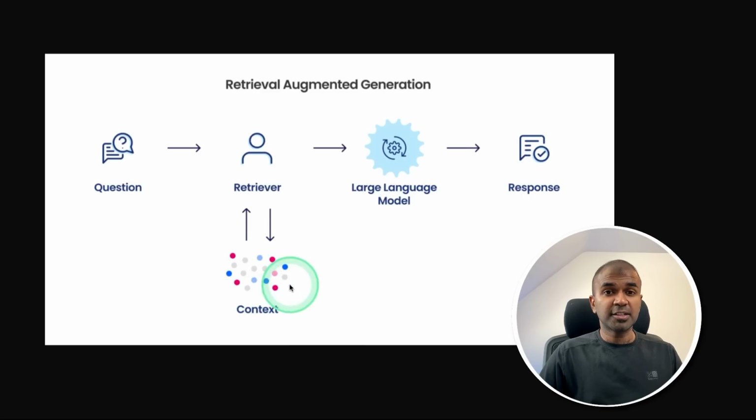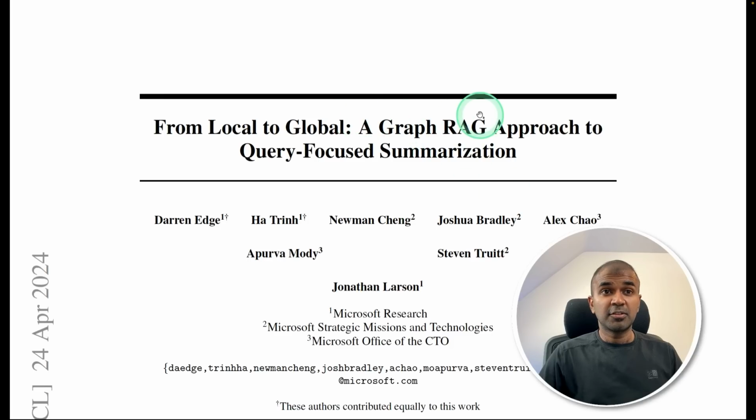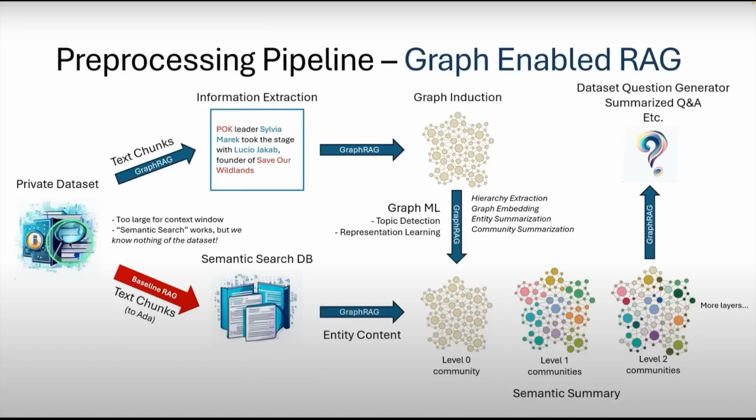There are different RAG systems available. The basic RAG system is that when you ask a question, based on the question, we do semantic search and pull the relevant information and send it to the large language model. But there is an advanced version which improves the quality of response. That is GraphRAG. So let's take this as an example.